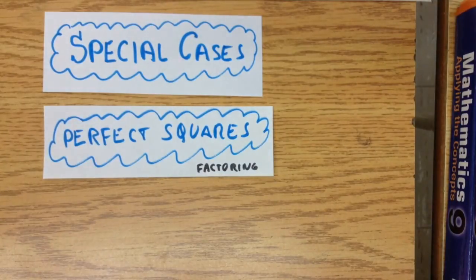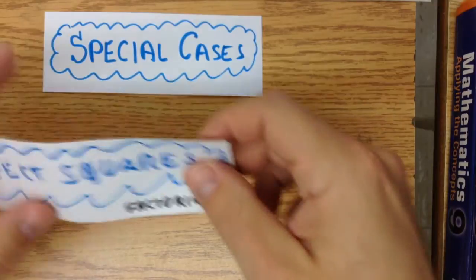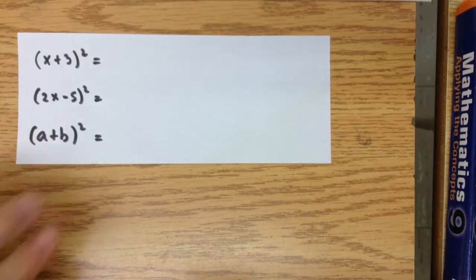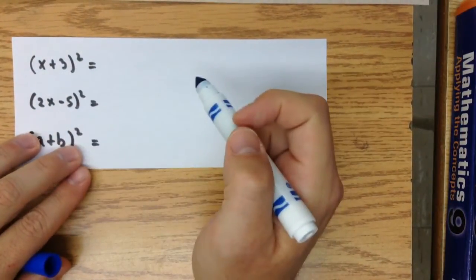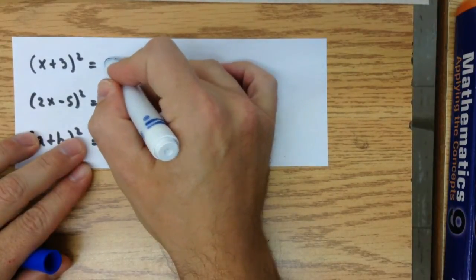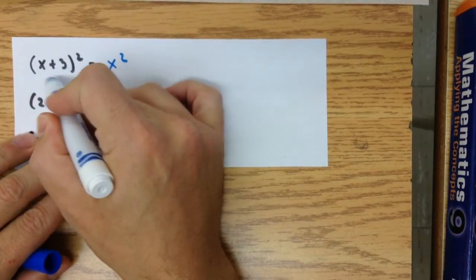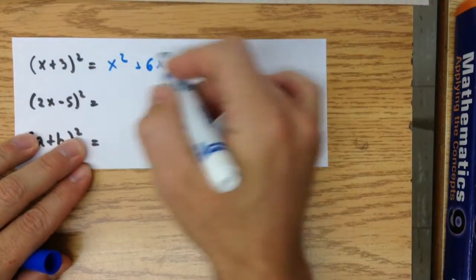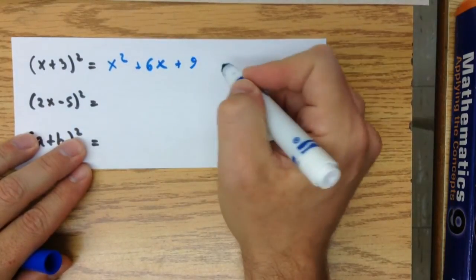Alright, let's do the other special case, which is perfect squares. What are perfect squares? Well, let's see. It's something that looks like this. How do you expand a perfect square? Well, if you remember, it's like having two brackets that say x plus 3. So basically you'll get x squared, and I'm going to get 3x and 3x, which is 6x. And then you're going to have 3 squared, which is 9.